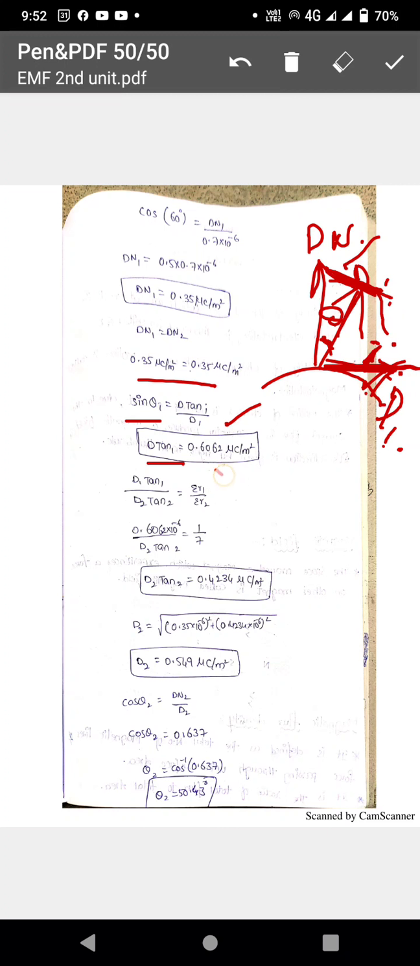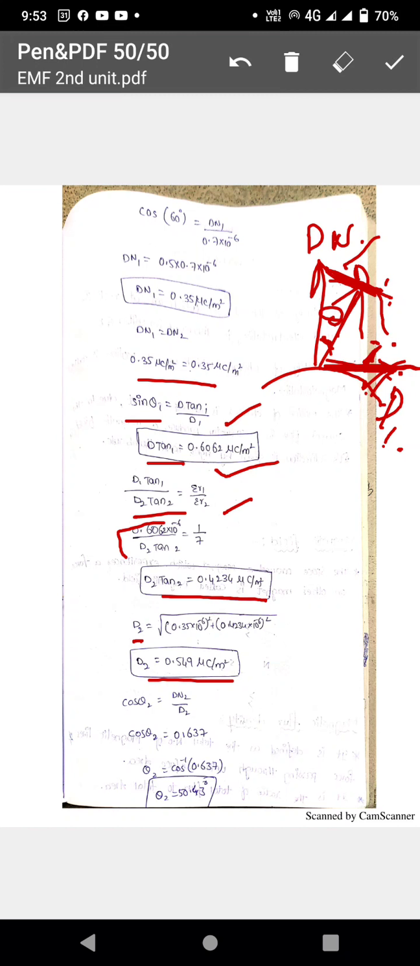D tan 1 equal to, we can substitute. Now D tan 1 by D tan 2 equal to epsilon r1 by epsilon r2. If you substitute all this, D tan 2, D2 tan 2 is 1 by 0.4 you will get. Now D2 equal to, the formula is the square root of Dn2 square plus D tan 2 square. That is D2 we calculated.